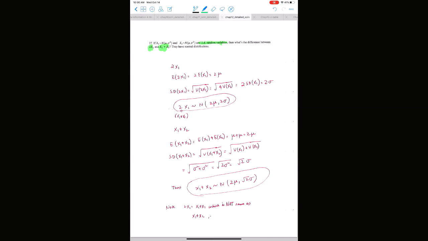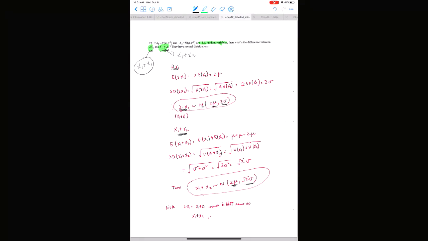So 2x1 essentially means x1 plus x1. And this one is x1 plus x2. So let us first answer the question mathematically. What is the difference between these two? First, both these random variables 2x1 and x1 plus x2 have normal distribution. 2x1 is normally distributed with mean 2 mu and standard deviation 2 sigma, and x1 plus x2 is normally distributed with mean 2 mu and standard deviation square root of 2 sigma.